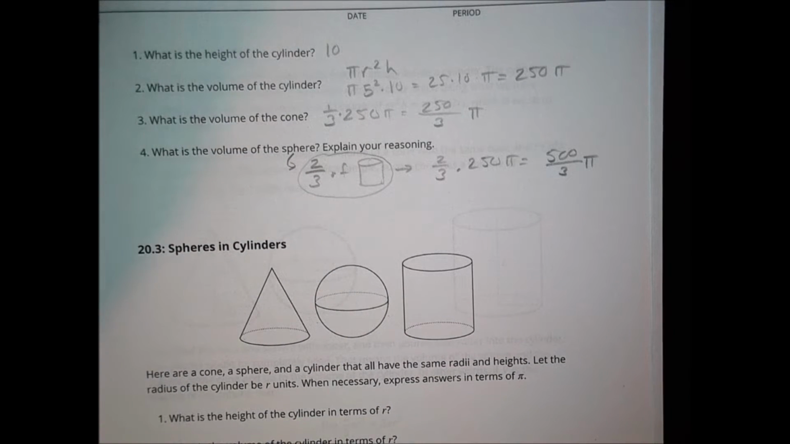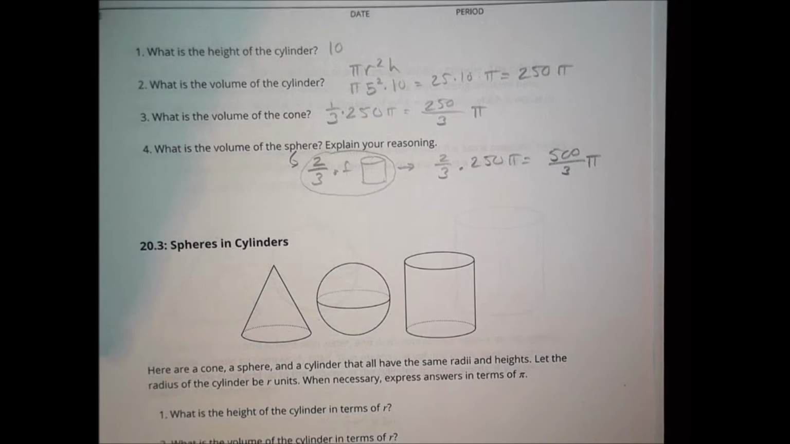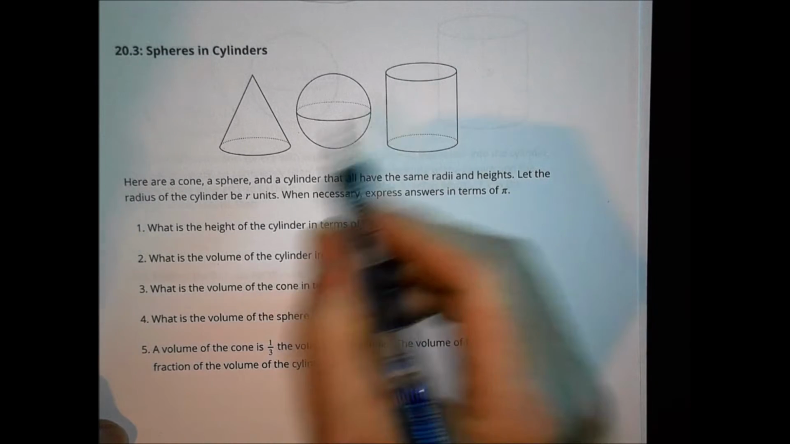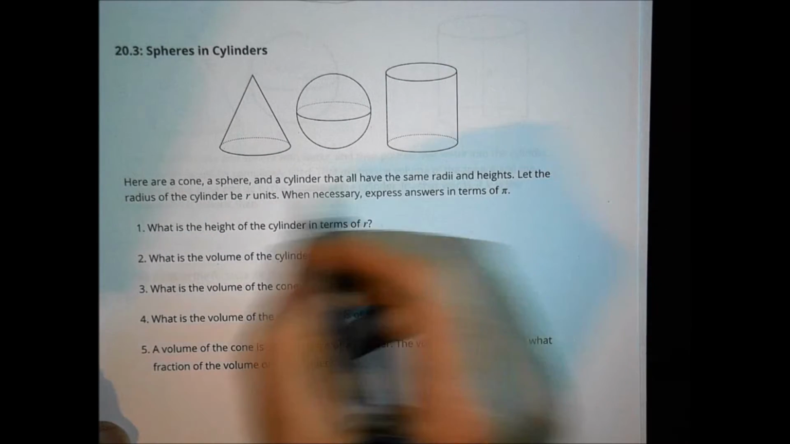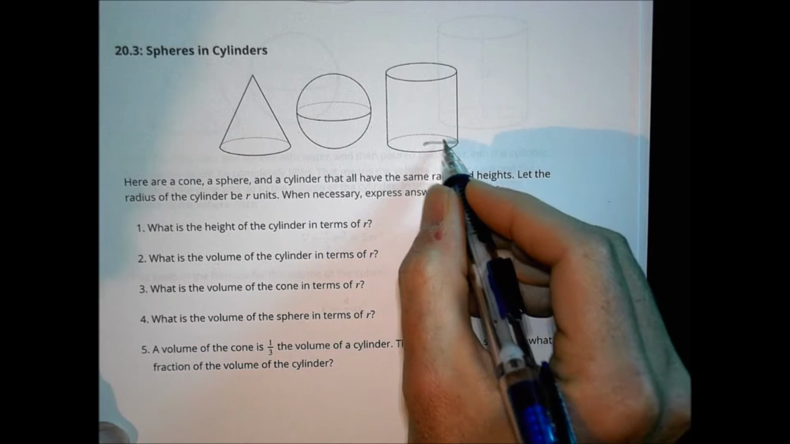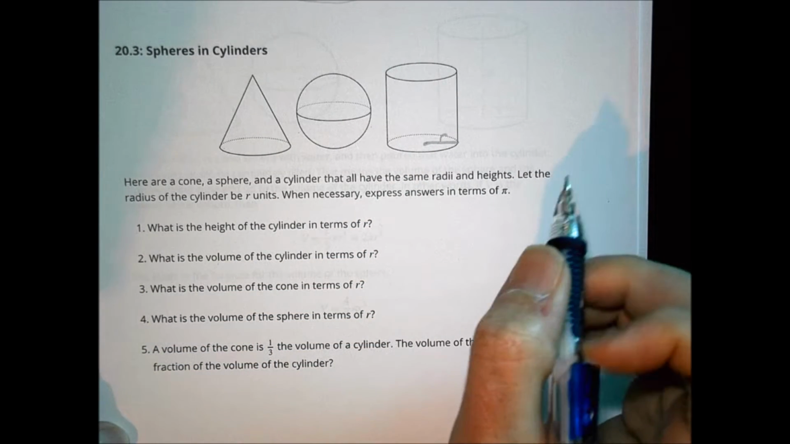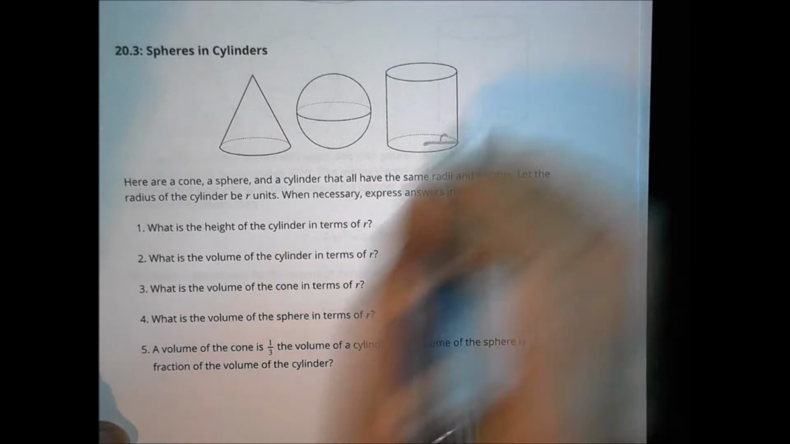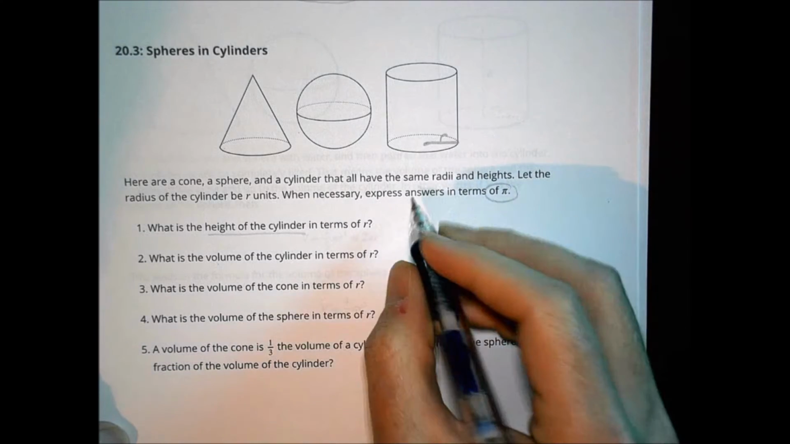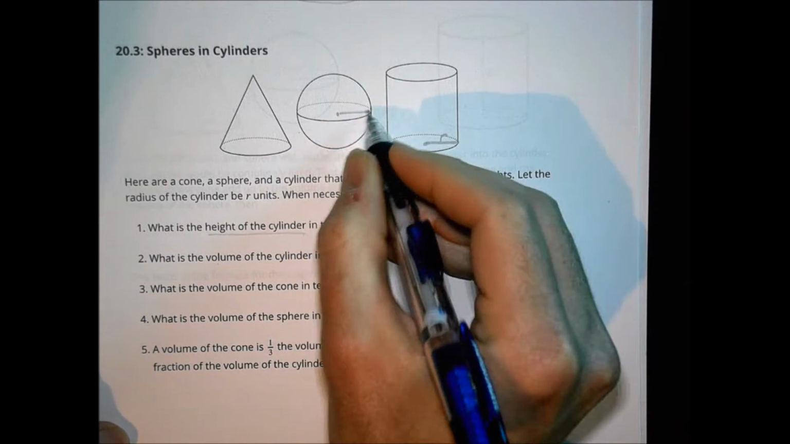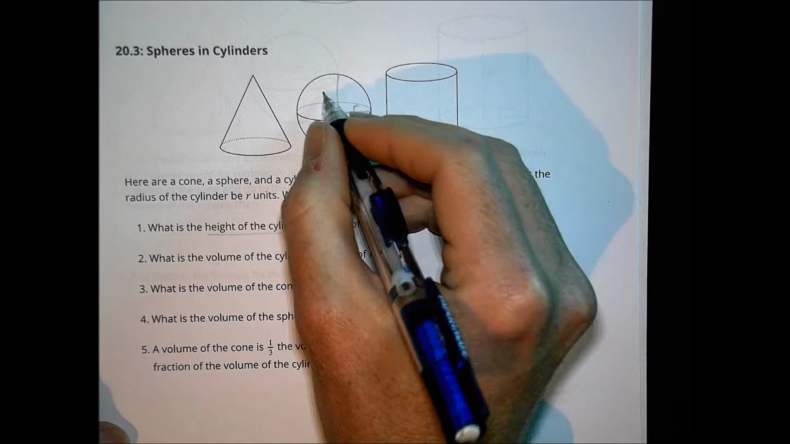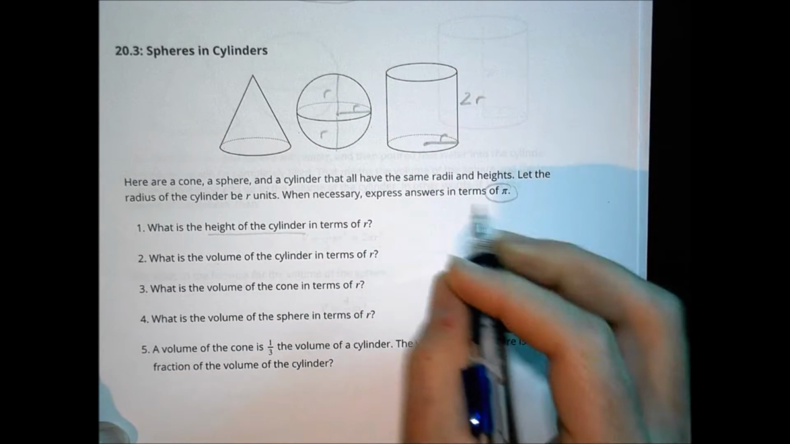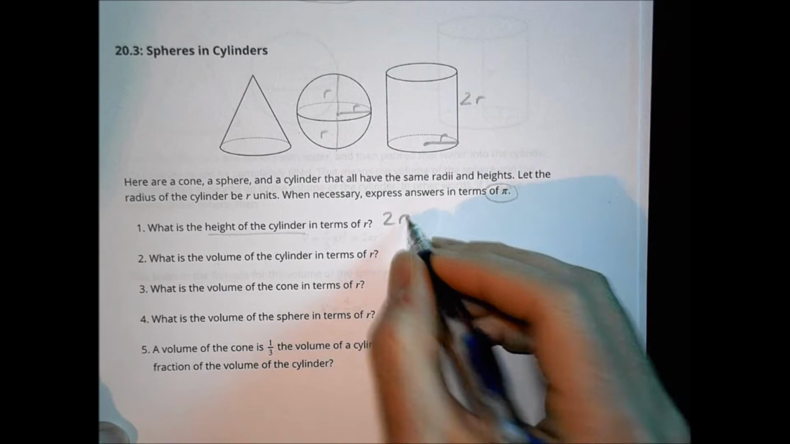So now, when we move into the next part, we go spheres, cones, and cylinders again. It says here is a cone, a sphere, and a cylinder, all the same radii and heights. Let the radius of the cylinder be r. So here we have that length is r. When necessary, express things in terms of pi, which is handy. So if that's r, our height of the cylinder is going to be just like last time. If this was r going from here to here, then from here to here is r, and here to here is r. So our total height is going to be 2r.